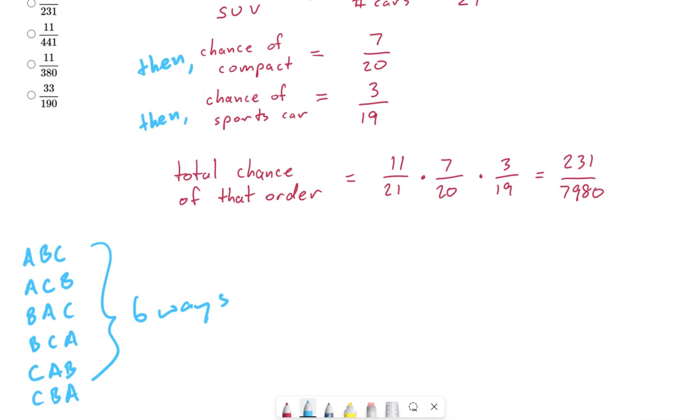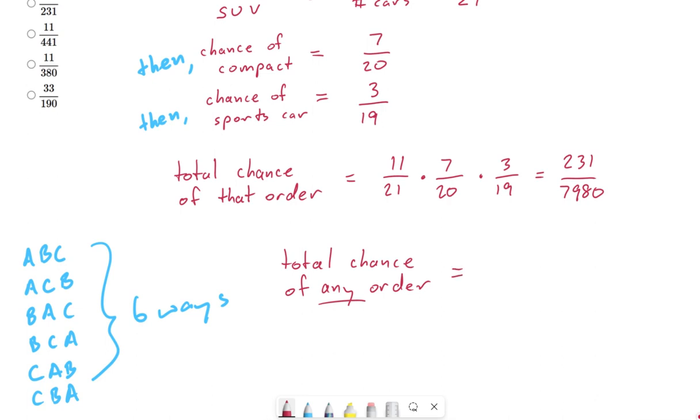In other words, I could pick an SUV, then a compact, and then a sports car like I did, or I could do SUV, then a sports car, then a compact. It's an equivalent chance of doing that if you run the numbers, right? It's just a different order of multiplication. But what it means is I have a different calculation to do. I'm going to call this the total chance of any order. In other words, I don't care what order the cars are picked in. I just want one of each.